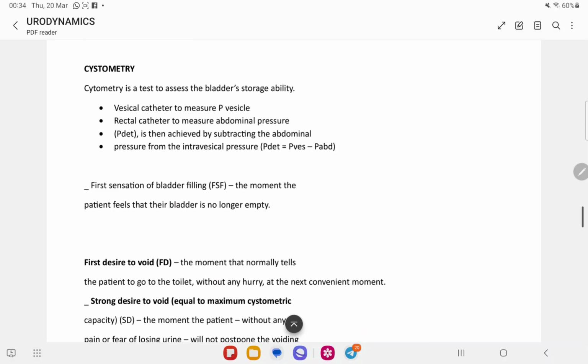Now cystometry. Cystometry is the test to assess the bladder storage ability. In this test, we take one vesical catheter and insert it into the bladder. Usually a 5 to 7 French catheter is used, and it is used to measure the vesical pressure, the bladder pressure. Then a rectal catheter is placed to measure the abdominal pressure.